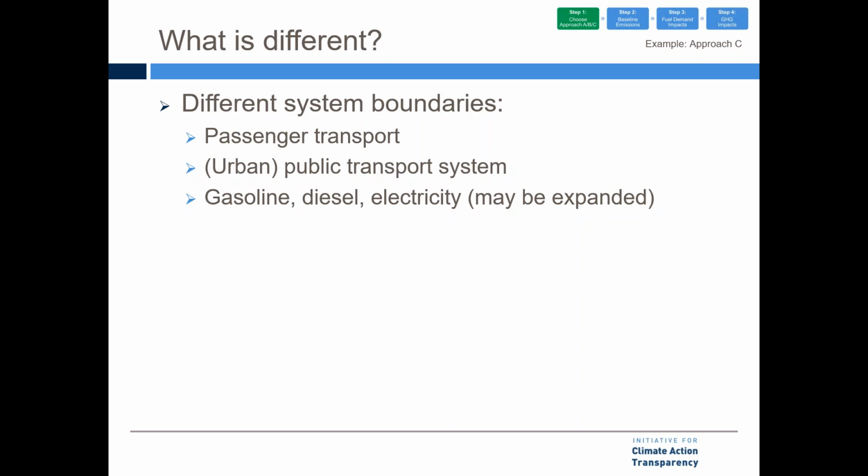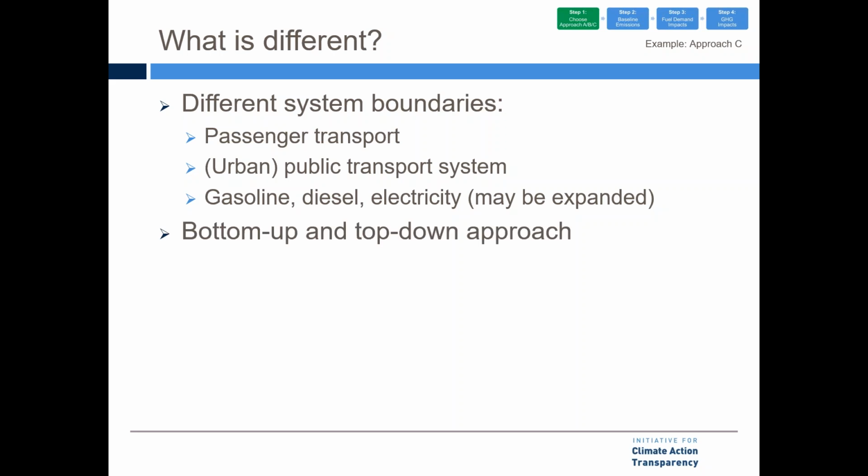And then you can expand the fuels that are used in the transport system with electricity, for instance, compared to approach A. Obviously, if you want to include other fuels, that's always possible, but you need to have the data to estimate the impacts on the other fuels.